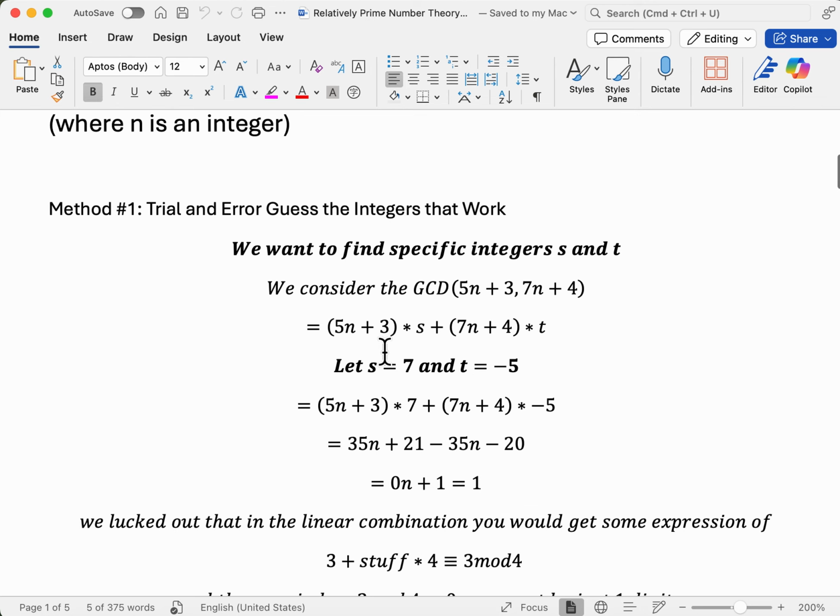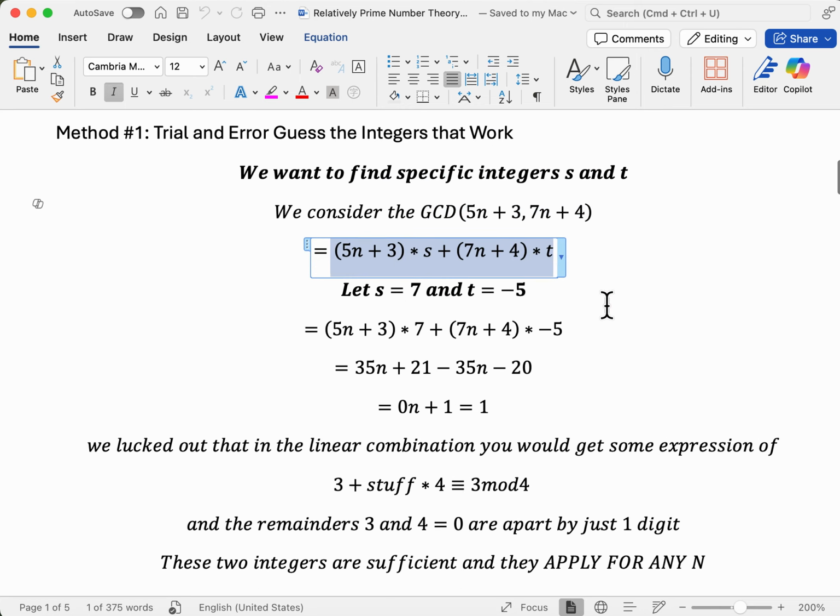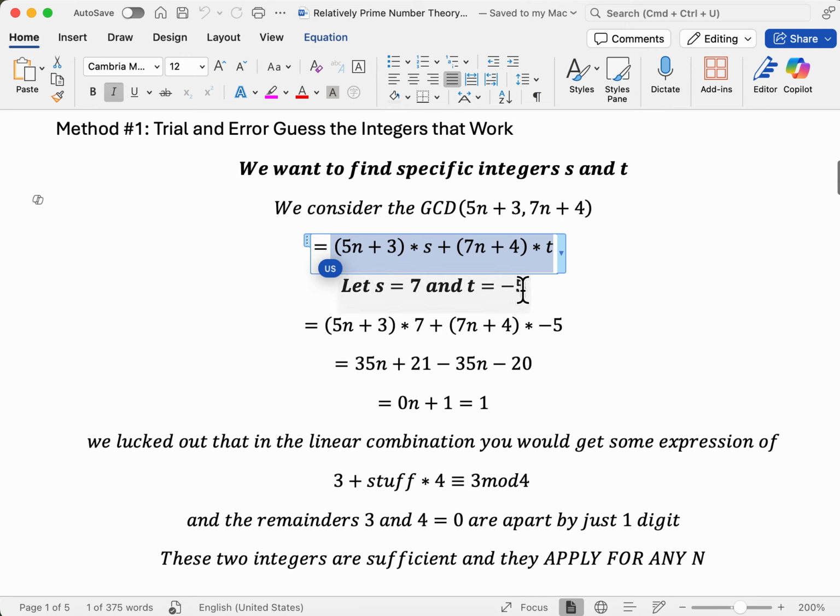The first method, which will only work if you're really good at balancing two expressions together, is trial and error, essentially. We want to find specific integers s and t that make the greatest common divisor of this expression and this expression equal to 1. Now, I happened to play around and I get that s equals 7 and t equals negative 5 works for this. You can check the arithmetic here.